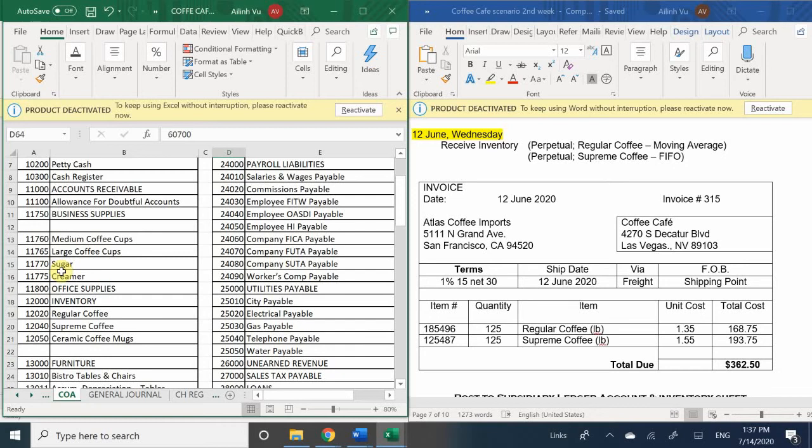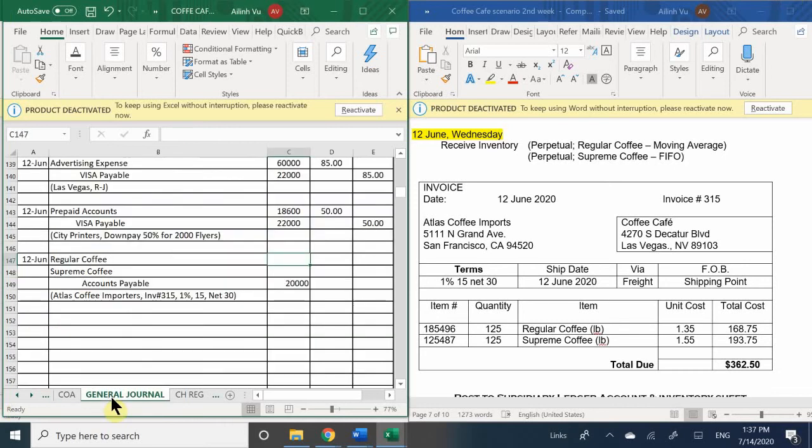Supreme is 12040. Regular is 12020. Yes, we have to go to our chart of accounts to find our account numbers and make sure that they match exactly. So 12020 and 12040 is correct. All right.